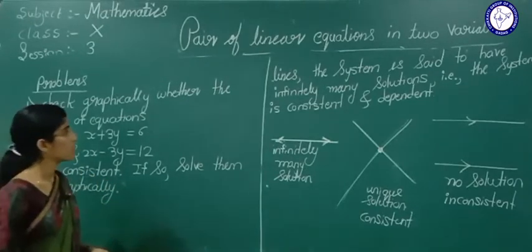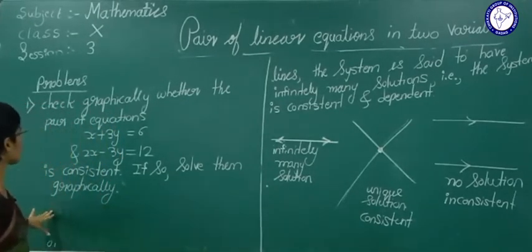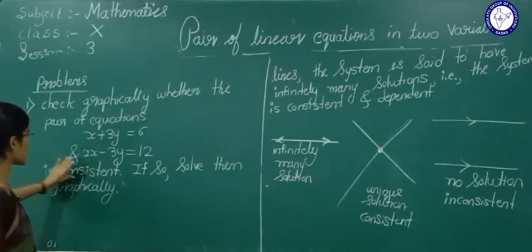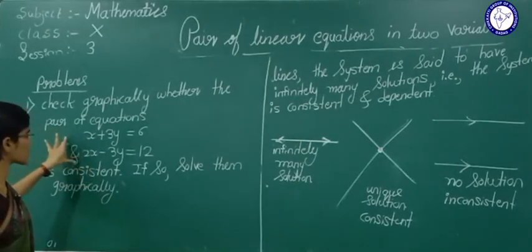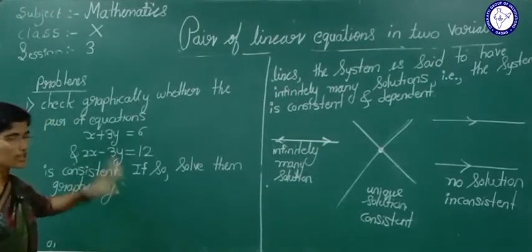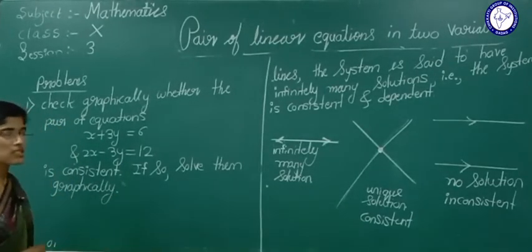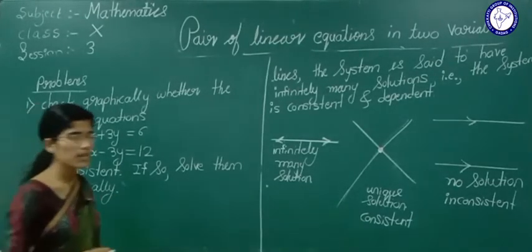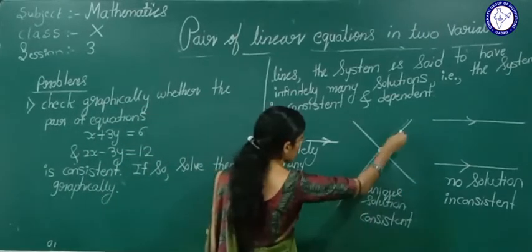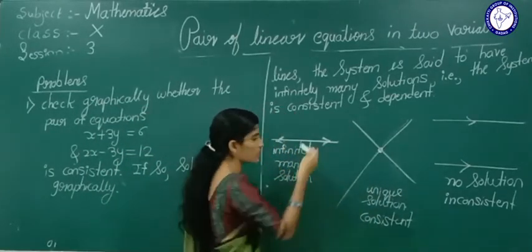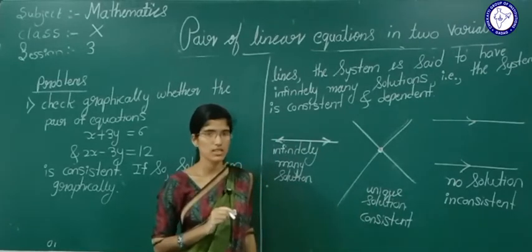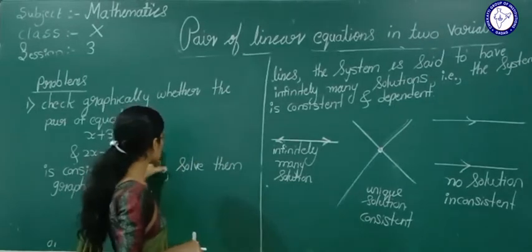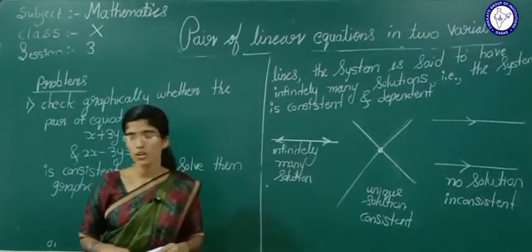Now see here, we have to check graphically whether the pair of equations is consistent. We have to say whether this system is consistent or not, and solve graphically. The consistent condition comes when the two lines are intersecting or when the two lines are coinciding. At that time only the system will be consistent. We will check whether this system is consistent or not.